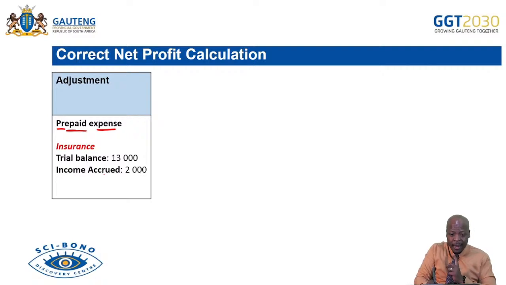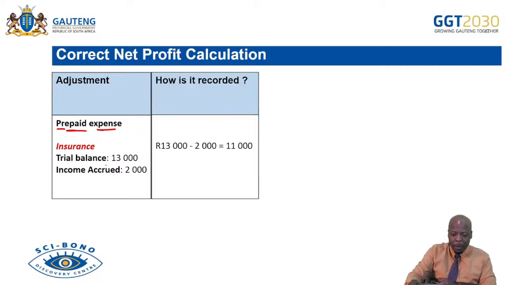And you understand that once you have a prepaid expense, here it must be a prepaid expense. So once you have your prepaid expense, how is it recorded? In the income statement, we should say our 13,000 minus the 2,000. We subtract that 2,000, so that we end up with 11,000.